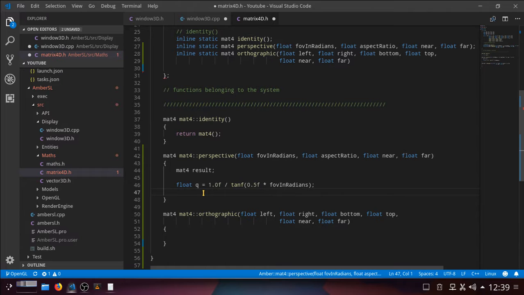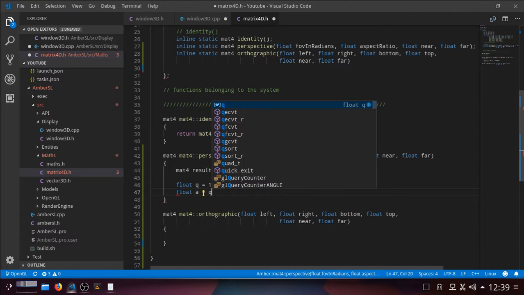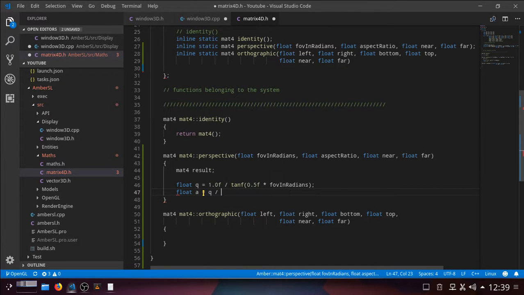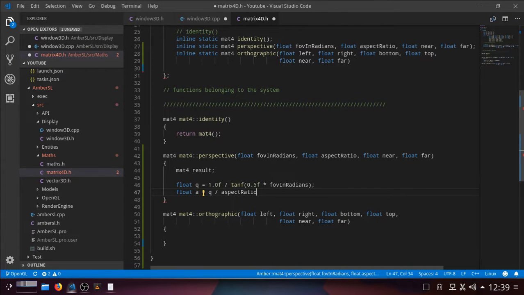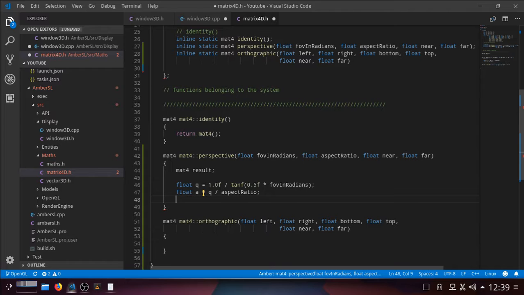Caps lock, get rid of. There we go. I'll need A. You'll see why. It is Q divided by aspect ratio. So that's why we're calling it A. Okay, so Q is just a constant. Aspect ratio, pop that in there. Told you it was a nice, easy equation, didn't I?